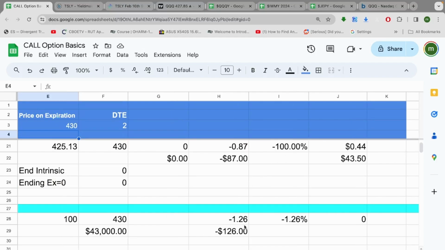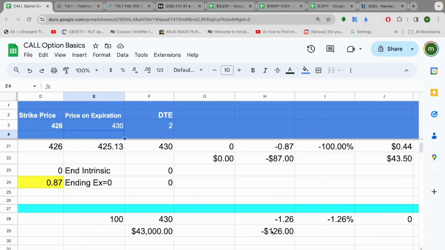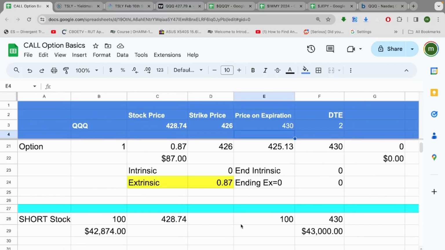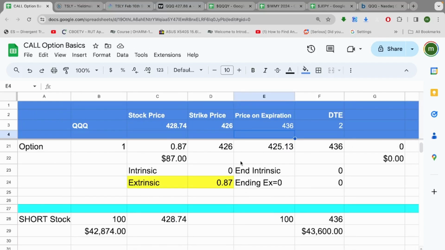This poor guy loses 1.26% of his account. Well, I guess that's only 126 bucks. Anyway, wonder if it goes to 435. That was a bad example. Or 436. Then he loses $700. We lose 87. You get my point. So anyway, that's enough learning for today, I hope.